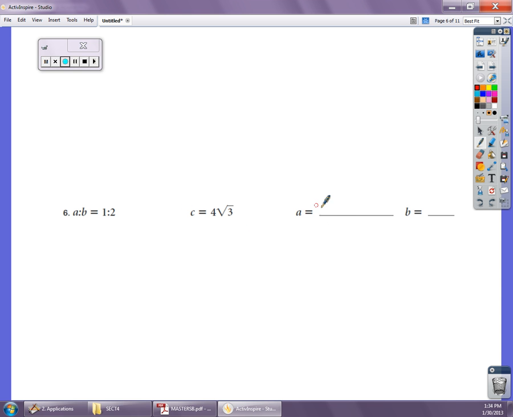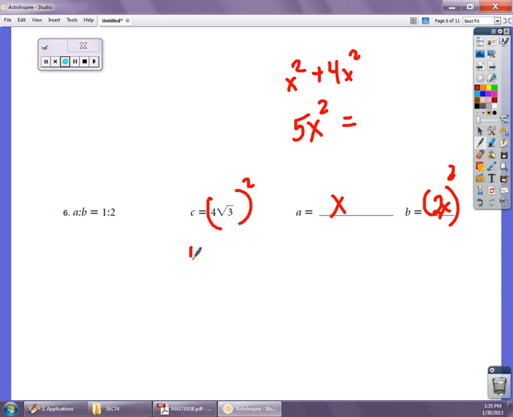Again, another problem like that, you have 1 to 2, so we're going to make a and b x and 2x. So when I square this, I get x squared. When I square this one, you get actually 4x squared. When you add them together, 5x squared, which equals c squared. C squared is this squared. But when you square those, you square the 4 and the root 3. So you end up with 16 times 3, which is 48.